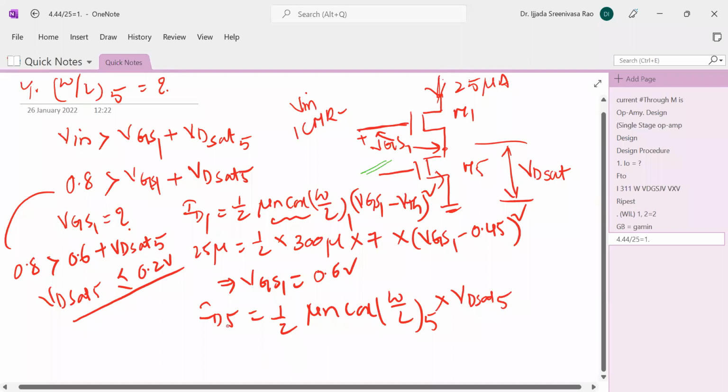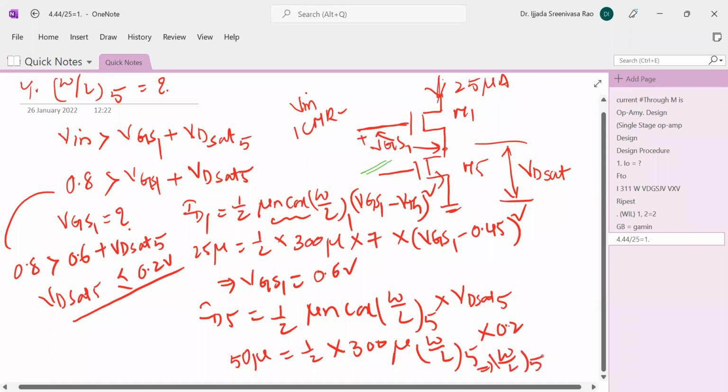From this already, what is ID5? ID5 is nothing but the current through the M5. 50 micro is equal to 1/2 into 300 micro into W by L of 5 into 0.2. So from this, W by L of 5 is equal to 8.33. Approximate is 9. Got it?